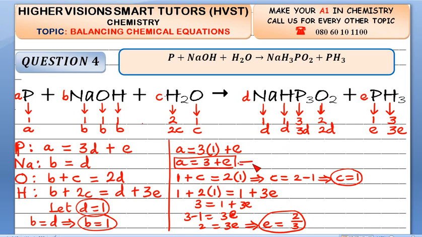From this side now, since my e is 2 over 3, that means a is going to be 3 plus 2 over 3. Let's find the LCM there. That's 3. This will give us 9 plus 2. You know, this 3 over 1, 1 goes times 3, that's 9. Then you have 2. 11 over 3. So I've gotten all the letters.